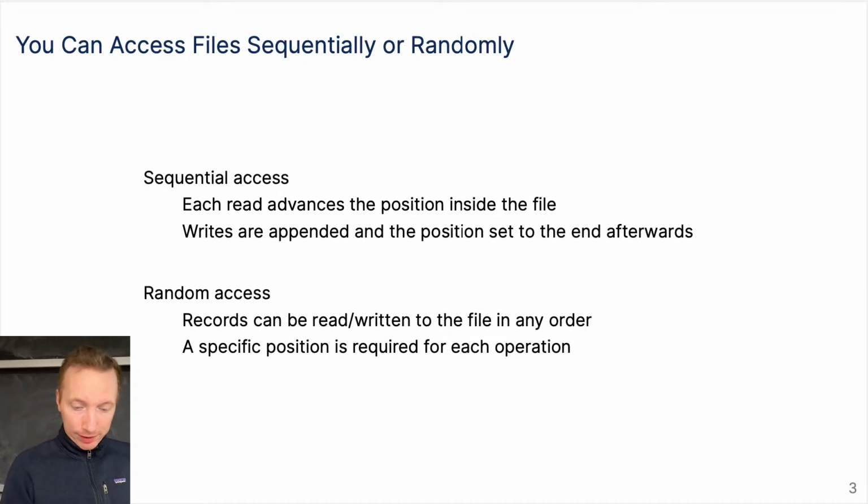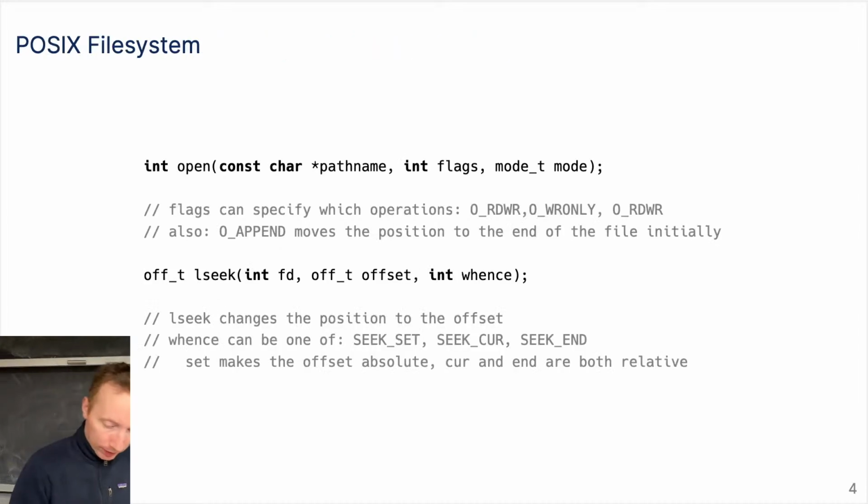So the other way you can access files is randomly, so you can read and write randomly into the file in any order, and you have to actually set the position of that offset every single time, and we'll see how to do that.